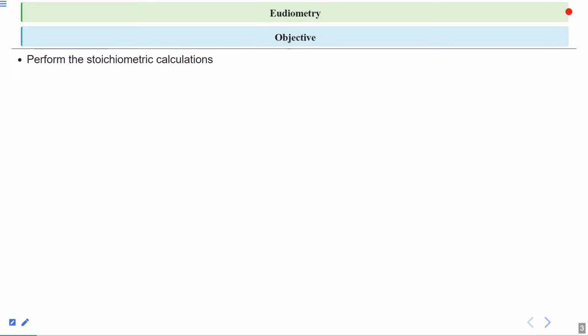First of all, our objective will be to cover this whole topic, which is to perform the stoichiometric calculations. We have already gone through it, but some of the parts are left. Then we will see what is eudiometry. It's very simple to understand. Just follow a simple process or a simple algorithm, which I will tell you, and then you will be able to solve the questions easily.